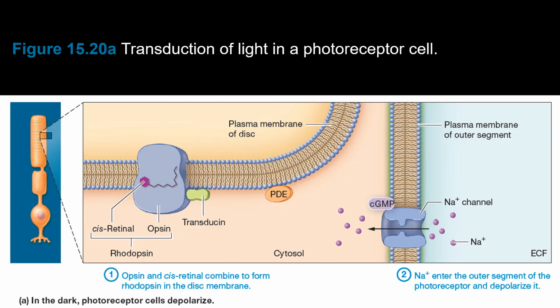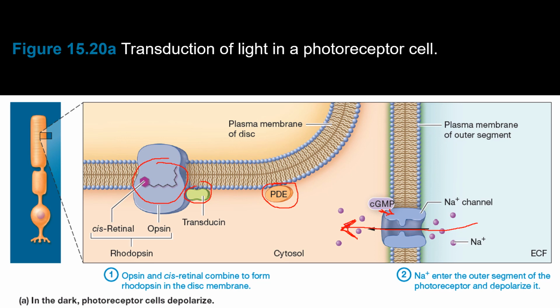And this shows you what I mean when I say this is in the dark. So first, opsin and cisretinol are combined, right? Opsin and cisretinol, you see here, combined. Transducin is inactive right here. PDE is inactive here. cGMP is bound to the sodium channel, and the sodium channel allows sodium to flow in, depolarizing this cell.